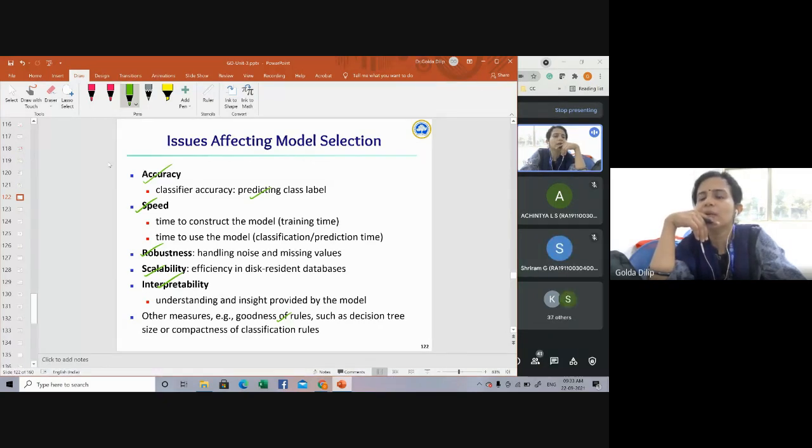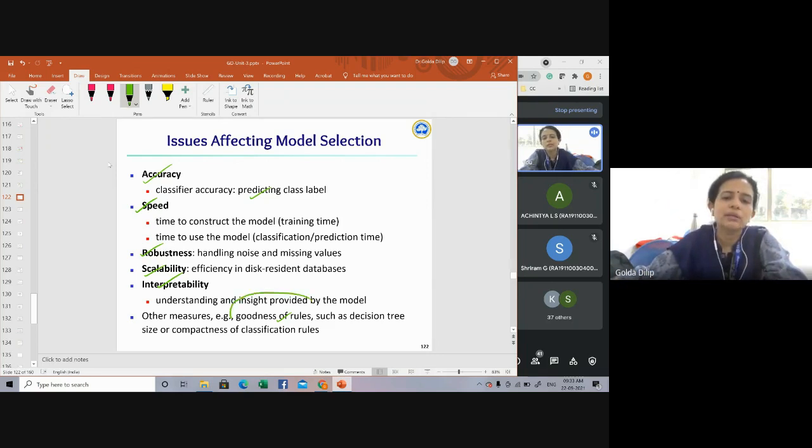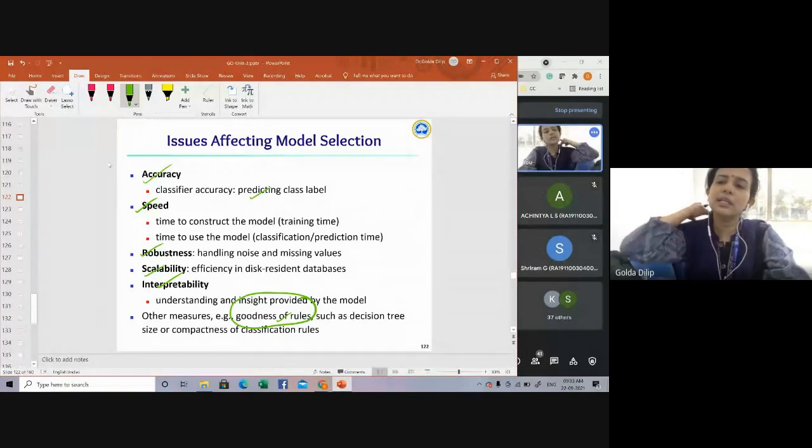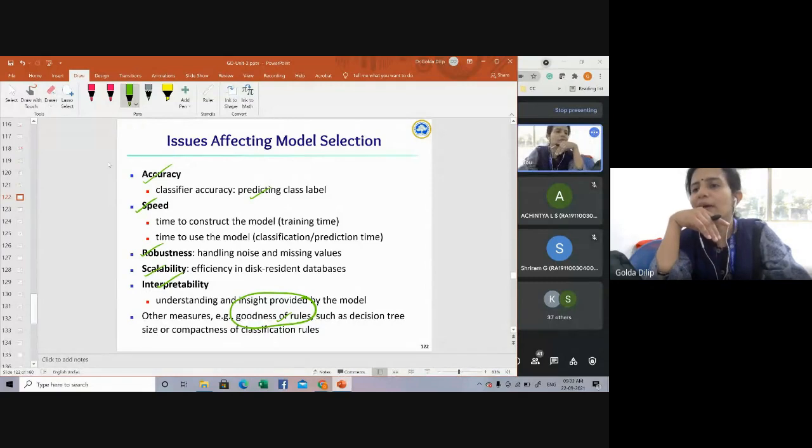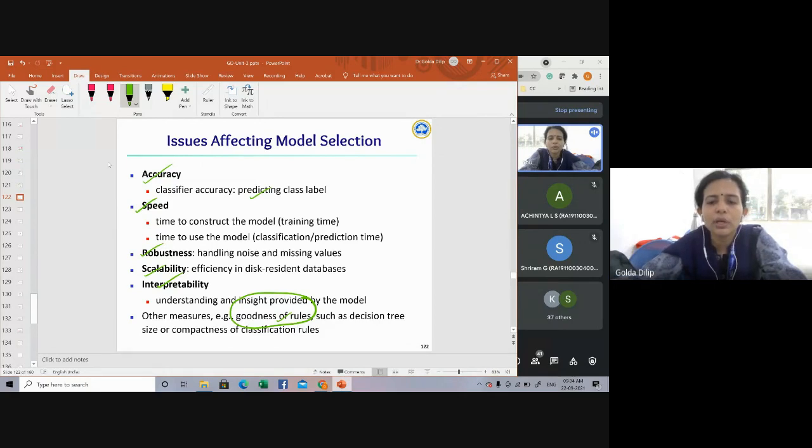Can you just refer back and tell me what the two metrics involved were? When I take attendance, you just go through it. I'm not going to tell you what the two metrics were. Just like we have support and confidence for checking the interestingness of a pattern, we had some metrics to evaluate the goodness of a rule. Then for goodness of a rule, decision tree size or compactness of classification rules can all be used. These are the various issues affecting the model selection.